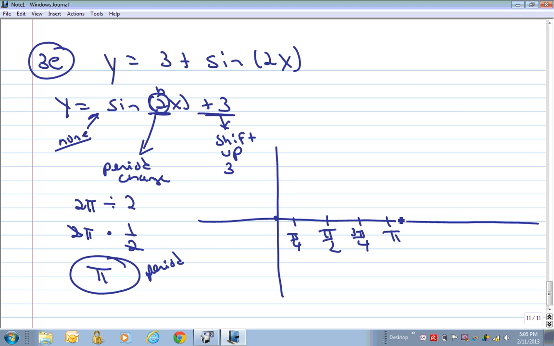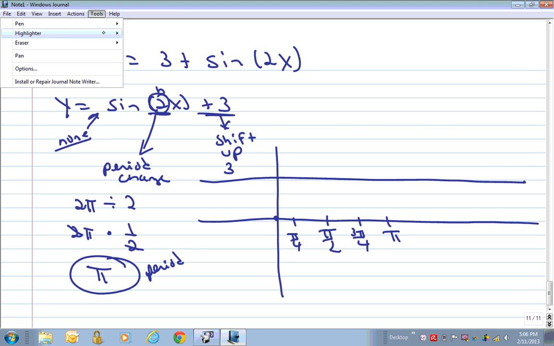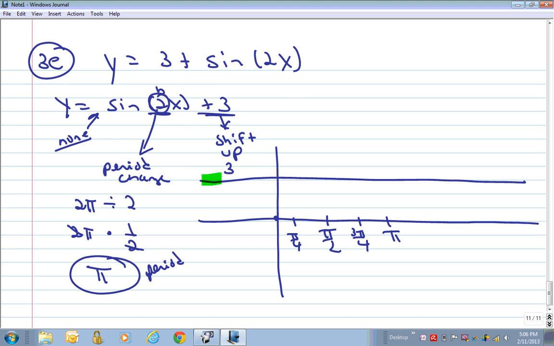Our graph is shifted up 3. Oh yes, I was going to change colors. Hold on. I think we'll just highlight our new axis. So we're going to shift our entire axis up 3. So 1, 2, 3. This is now going to be our new axis. I'm going to highlight that just to make sure that we really know that that's our axis. So this is my new axis.